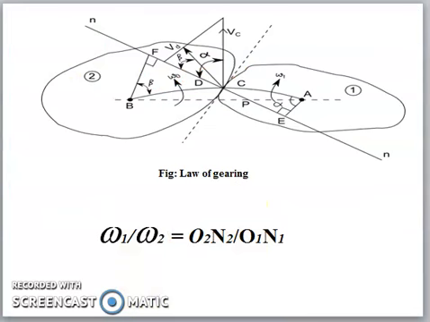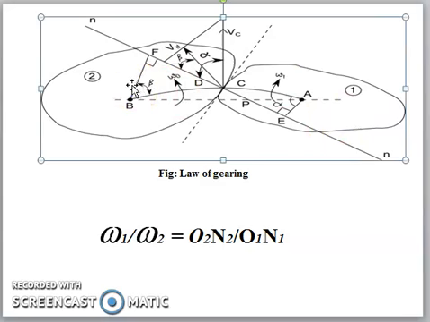In the easiest way, here I have taken gear A and here is gear B. Omega 1 is the angular velocity of gear 1, omega 2 is the angular velocity of gear 2, Vc is the velocity, and n is the speed of gear 1 and gear 2. The meeting of the two gears is always along this dotted line. This dashed line shows the constant angular velocity ratio between the two gears.